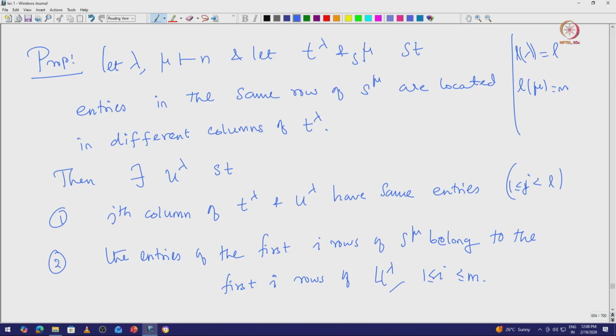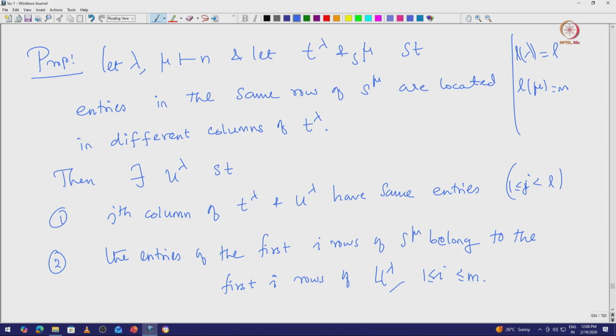Indeed, what you can do, you can use induction on R, which is smaller than M, to construct this T_R lambda as before, such that the jth columns of T lambda and T_R lambda contain the same elements for all j from 1 to L, and the entries of the first I rows of S mu belong to the first I rows of T_R lambda for all I up to R. Then taking R to be M, you will get this U lambda, and this can be done using induction. I am going to just leave it to you. It is the same procedure that I explained to you in the example.